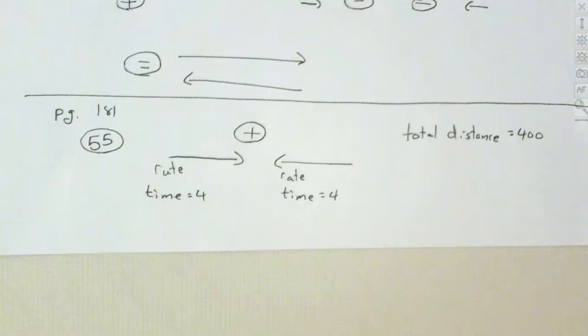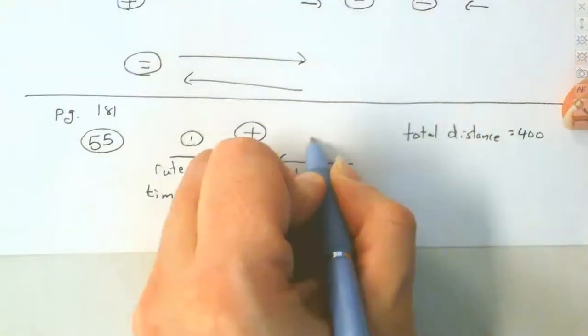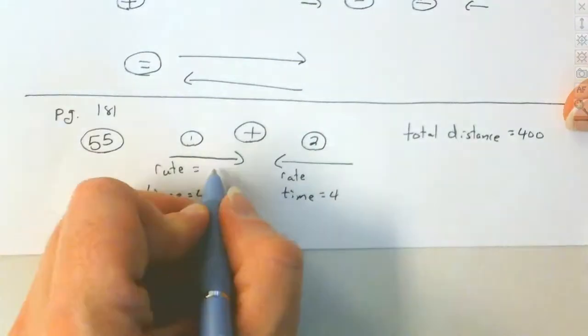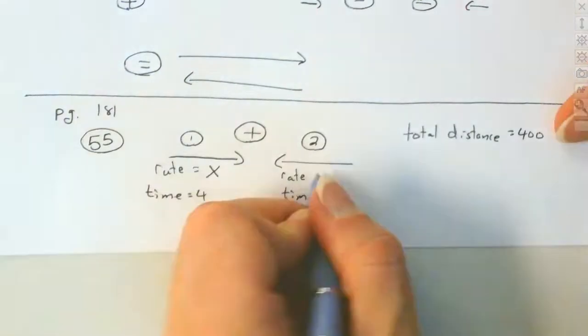Find the rate of speed of each car if one car travels 20 miles an hour faster than the other. So I'm going to call this one car 1 and this one car 2. Do I know the speed of the first car? No, I don't. So that's going to be our unknown. So we're going to use X to represent that.